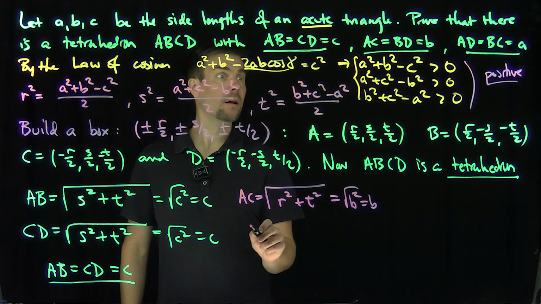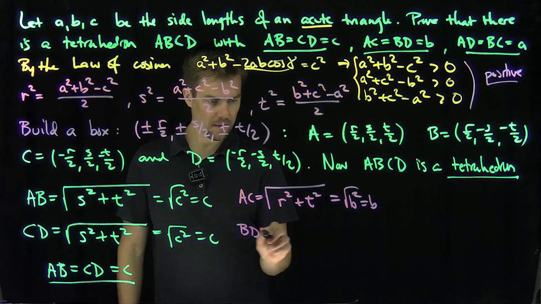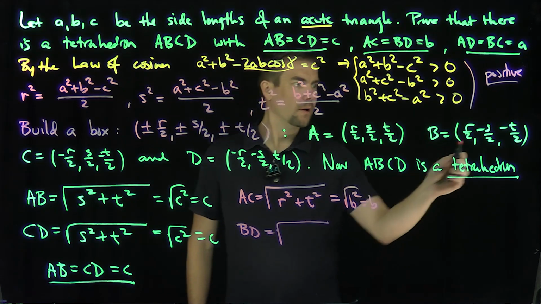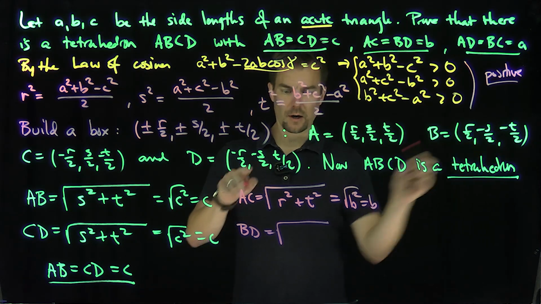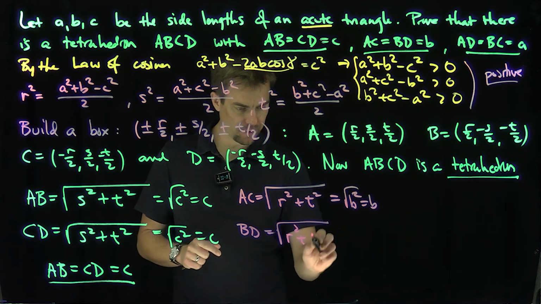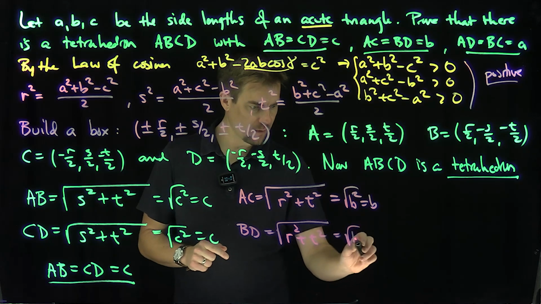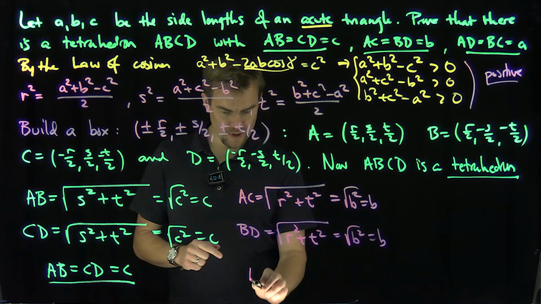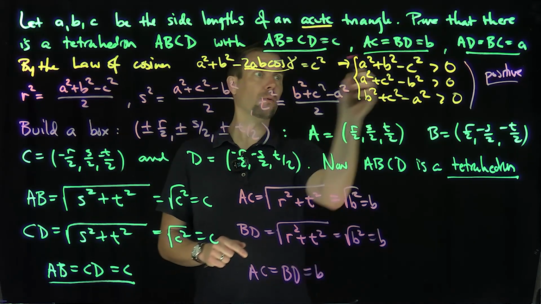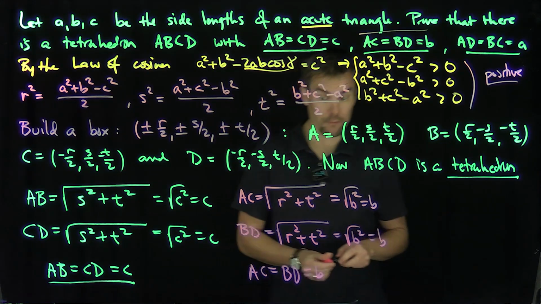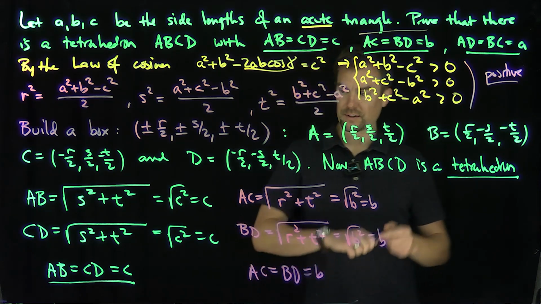And what's BD? BD is the square root of what? Let's see, so there's B and there's D. It's going to be R squared, the squares cancel out, R squared plus T squared. Oh, look, that's beautiful. The square root of B squared, which is B. So we've just proven that AC equals BD equals B. Cool, that works. And finally, what's the last one? Hopefully this works out completely correctly, and we made all the right sign choices.